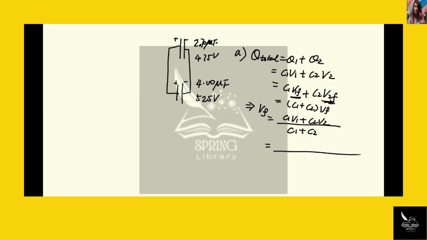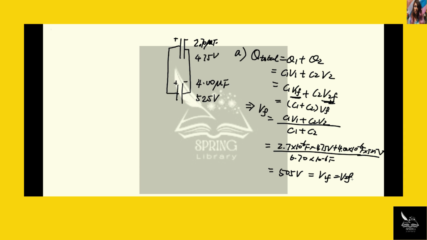So that is 2.7 times 10 to the negative 6 farad times 475 volts plus 4.00 times 10 to the negative 6 farad times 525 volts, divided by C1 plus C2, that is 6.7 times 10 to the negative 6 farad. This is 505 volts, and this equals V1 final, and this equals V2 final.